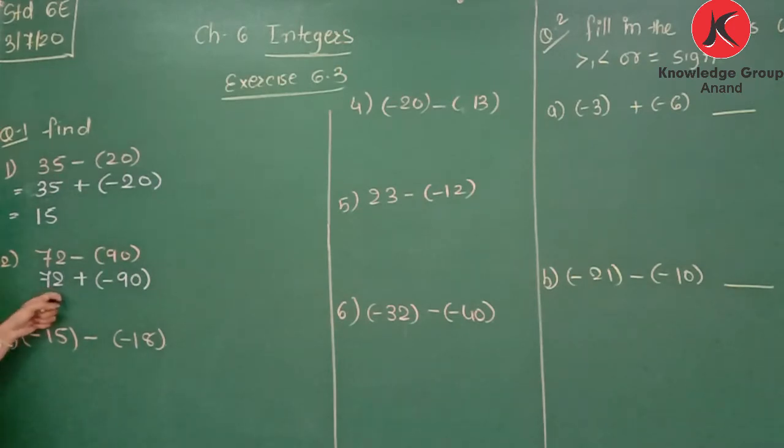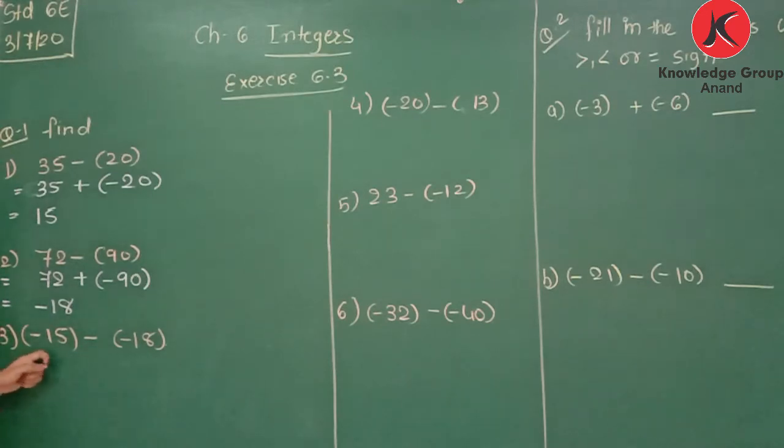Okay. Now 72 is positive, 90 is negative. One positive, one negative, subtraction of numbers. So here we will get 18. And which one is bigger in 72 and 90? 90 is greater and sign of 90 is negative. So answer has minus sign.